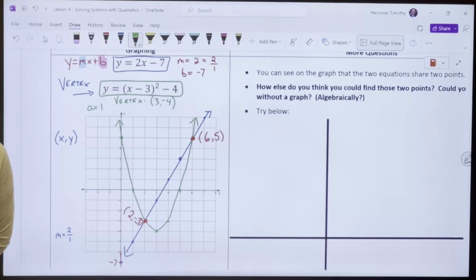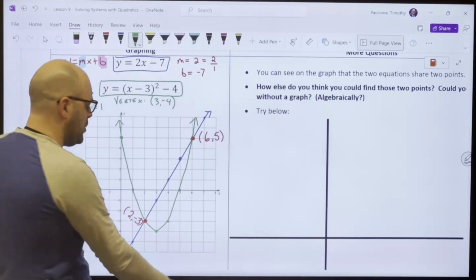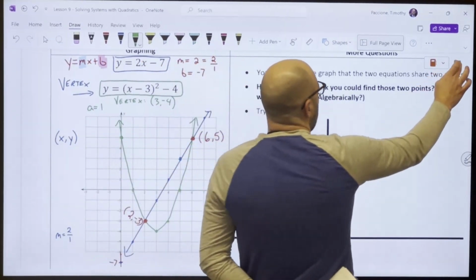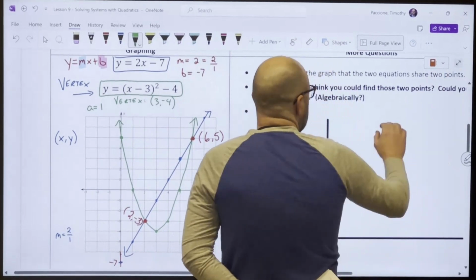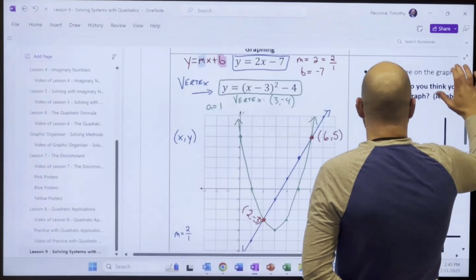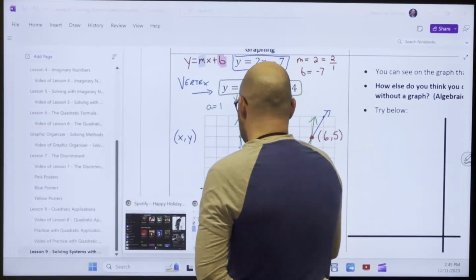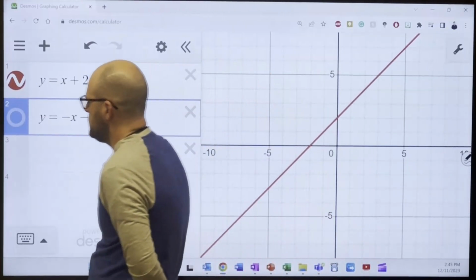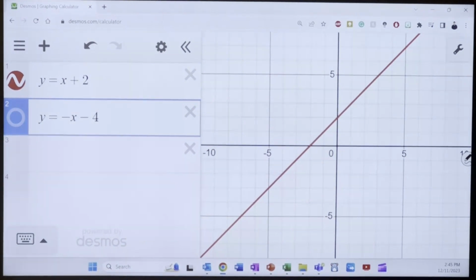All right. So we'll pause and look at an old example. Ready? Let's say I gave you two linear equations: y equals x plus 2 and y equals negative x minus 4. And I asked you to put them both on one graph. One's already on there. One's about to be. Ready?